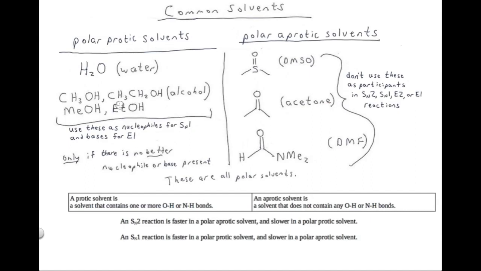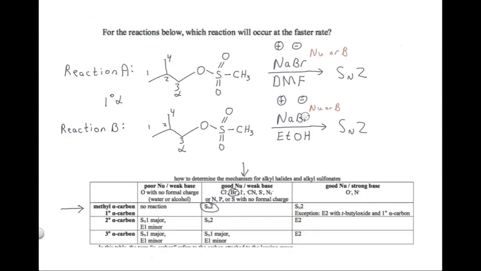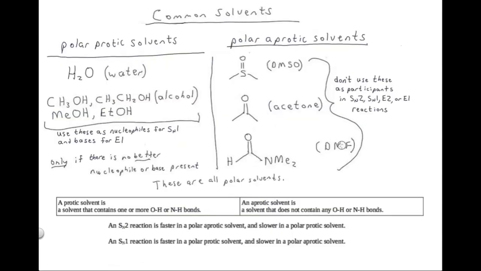You can see from this chart that alcohols can be used as nucleophiles and bases, but only if there's no better nucleophile or base present. So we could use ETOH as a nucleophile or base, but only if there's nothing better present. Well, Br minus, because of its negative charge, will be better and more reactive. So we're going to use the Br minus in the reaction rather than the solvent. And notice that DMF is one of these solvents which we simply don't use as participants in SN2, SN1, E2, or E1 reactions.